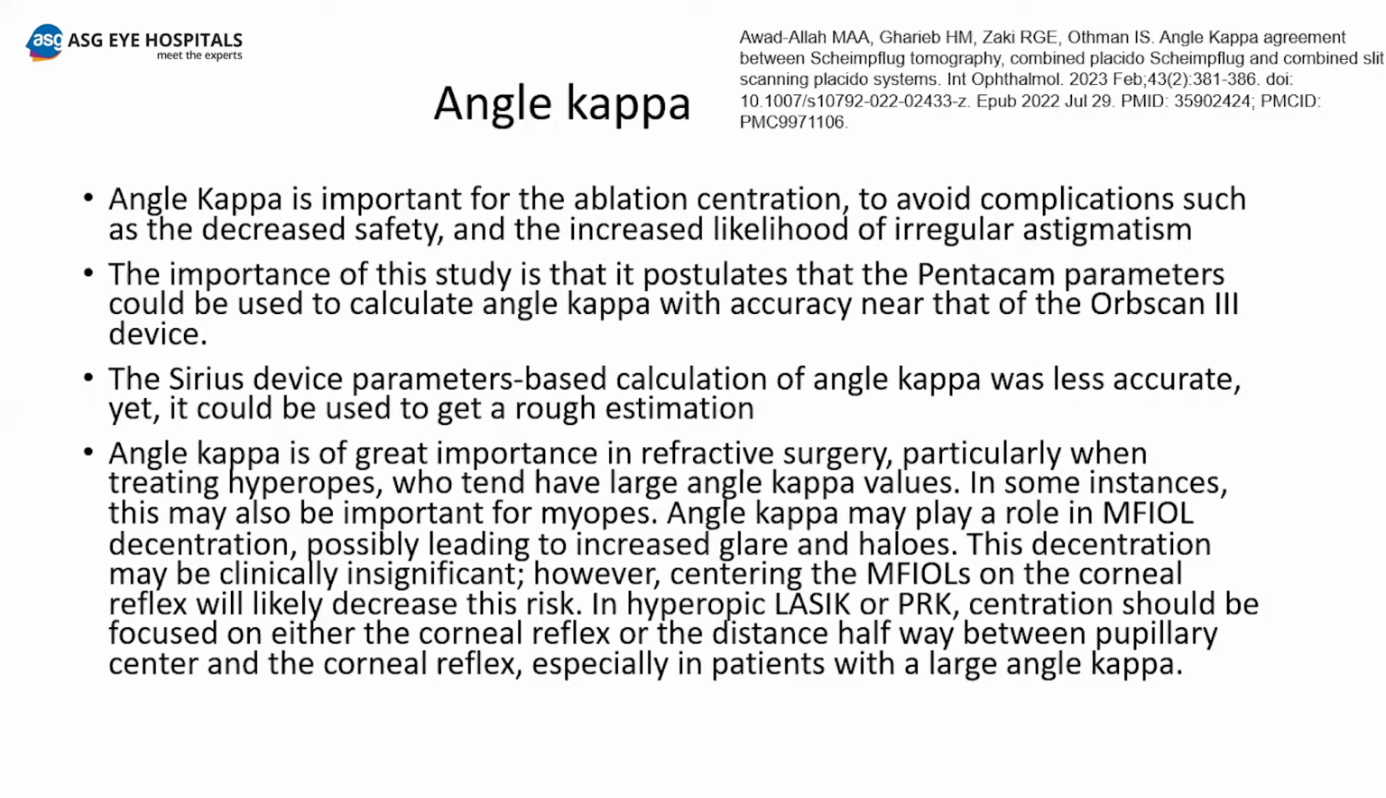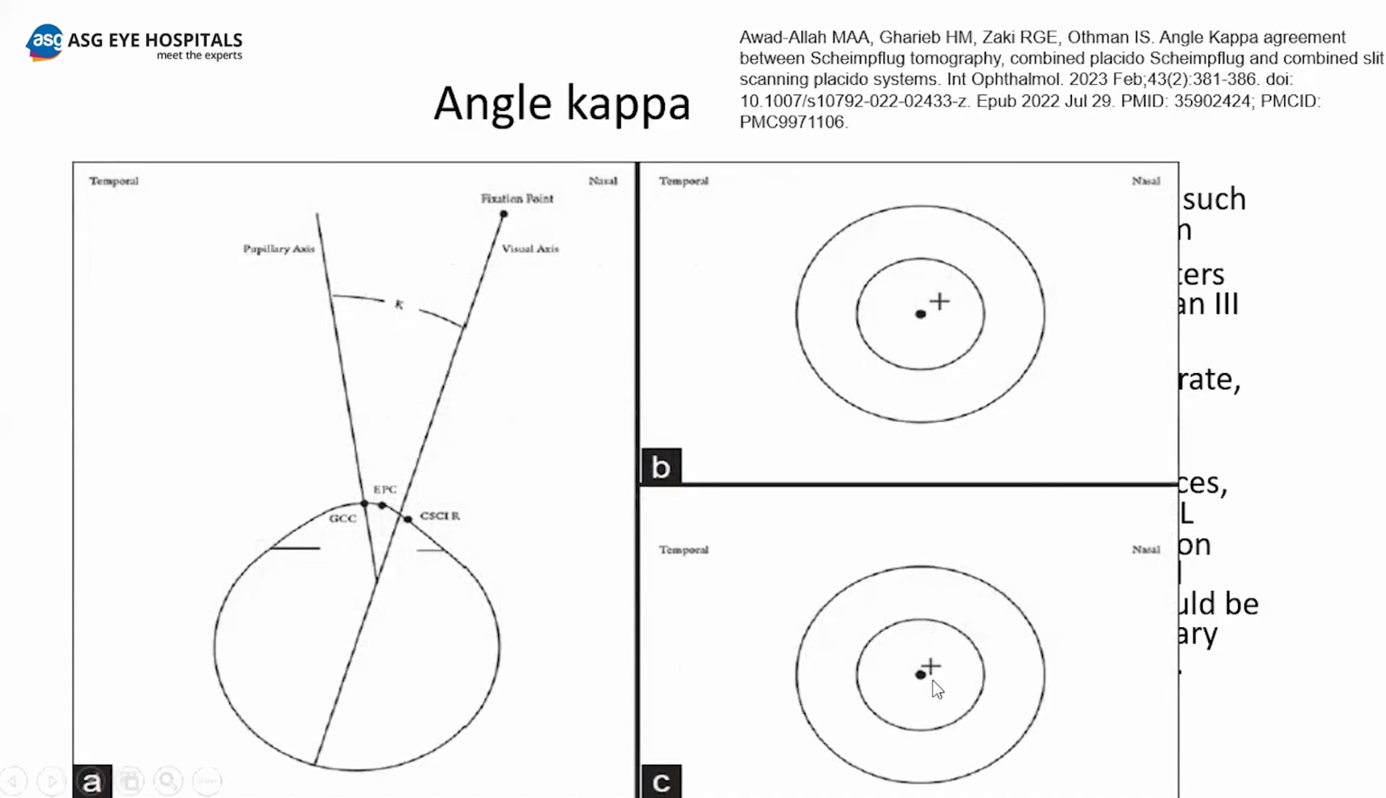Normally, we put the IOLs and center the refractive surgery on the pupillary axis, but the visual axis is slightly nasal to it. This is the angle kappa. This is a normal angle kappa, where the visual axis is a little bit nasal to the pupillary axis, and this is a large angle kappa. In case of a large angle kappa, if we do not decenter our ablation a little bit nasally, then we might get an incomplete ablation and some residual number post-op, especially in hyperopes. This is also one of the reasons for a skewed axis.